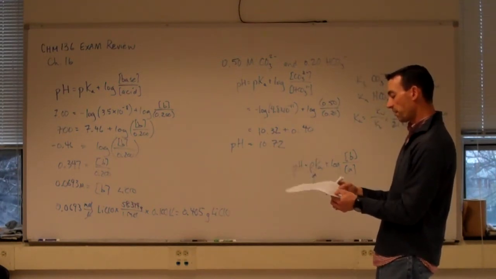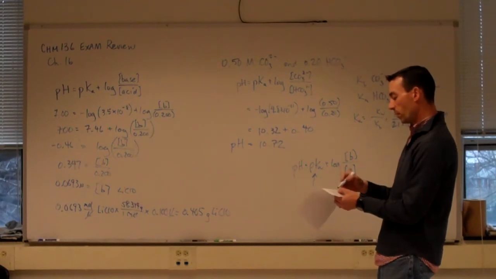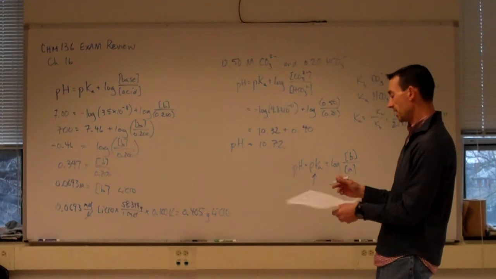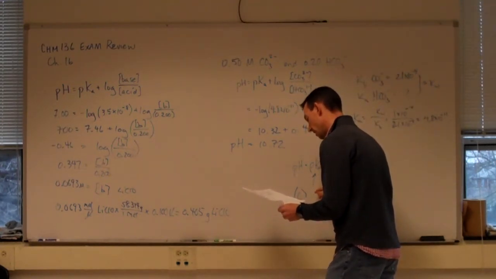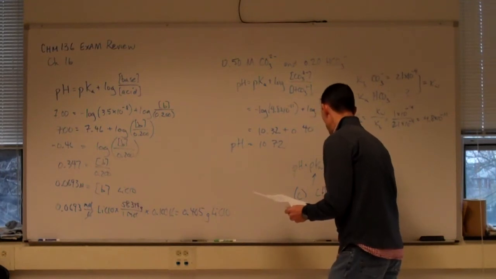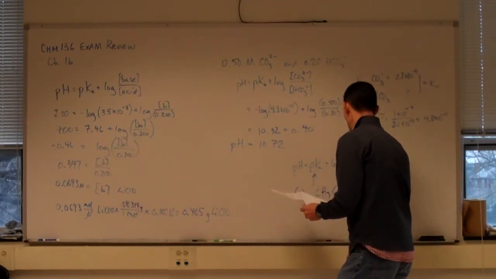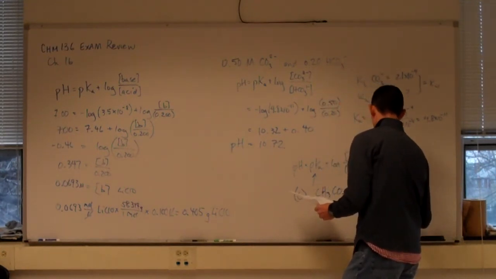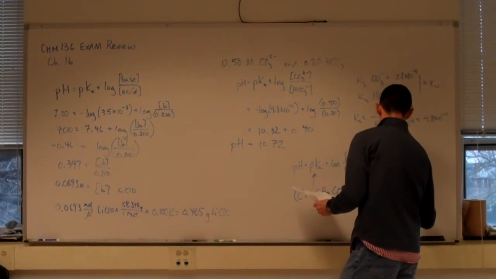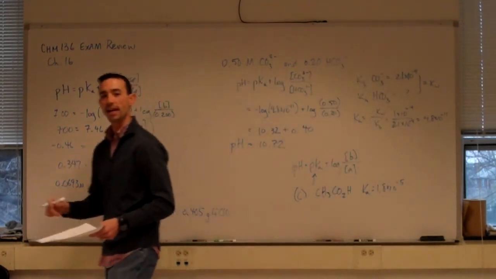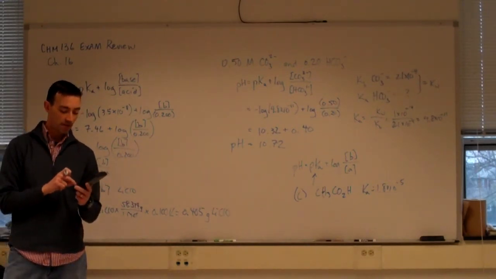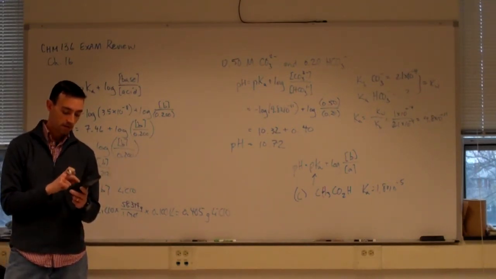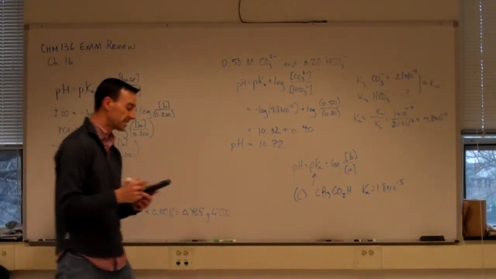To get a pH of 5, the 1.8 times 10 to the negative 5 Ka in C, which has the acid, acetic acid, CH3CO2H, is going to give us the pKa as close as we can get to a value of 5. 4.74.